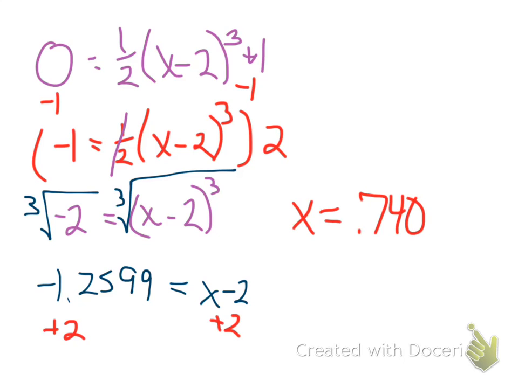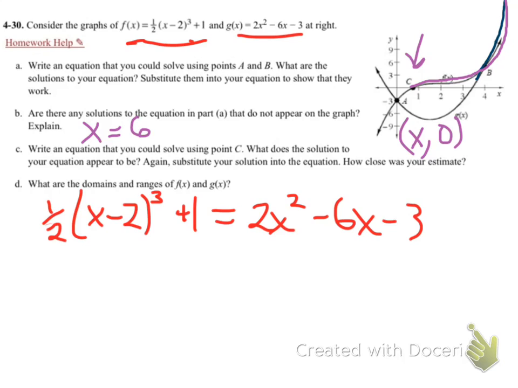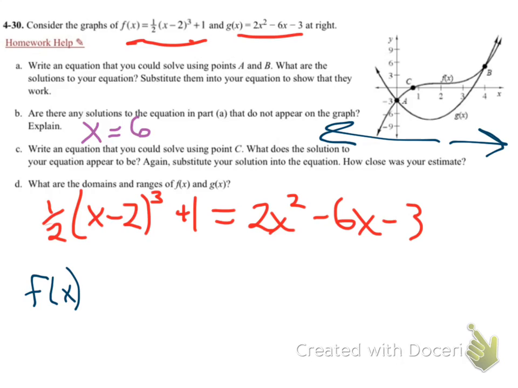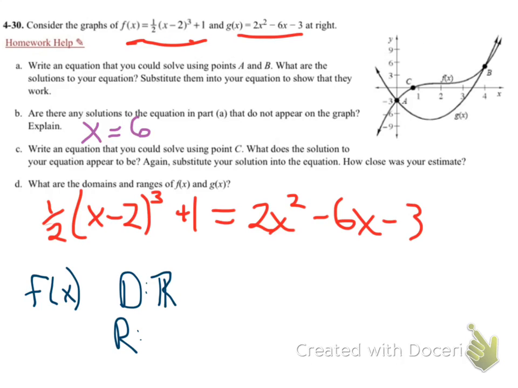The very last problem is talking about the domain and range. Taking a look at the domain and range of these graphs, when I look at f of x, my domain is going to be all real numbers. I can go in the x direction either way, and I will get an output, so all x values will work. I also can take a look at my range, and all y values will work for that as well. So f of x has a domain and a range of all real numbers.